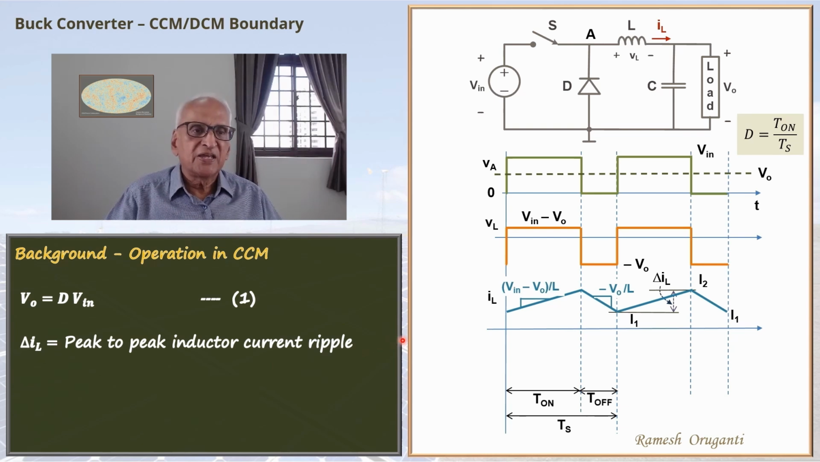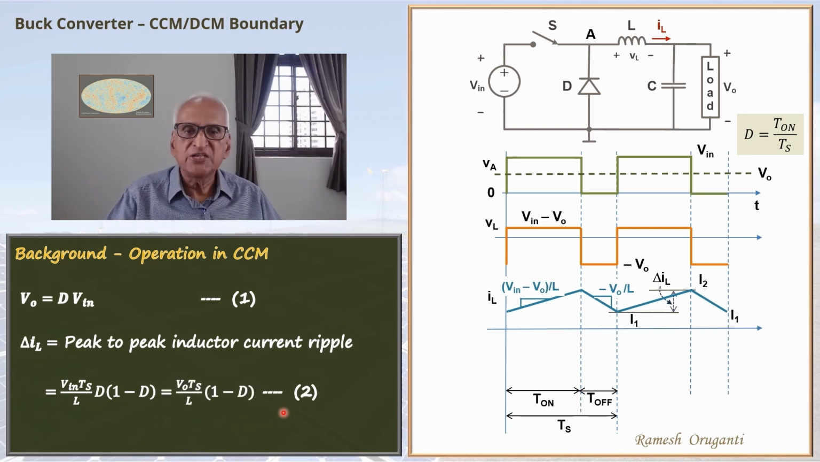We can find the delta IL by taking the slope of the current multiplied by the interval T on. With a bit of manipulation, we can show delta IL is V in Ts by L times D times 1 minus D. If you express it in terms of V naught instead of V in, that will be equal to V naught Ts by L times 1 minus D. That is the peak-to-peak ripple current in the inductor. The average of the inductor current is the output current I naught. I naught is determined by the output voltage and the load connected.